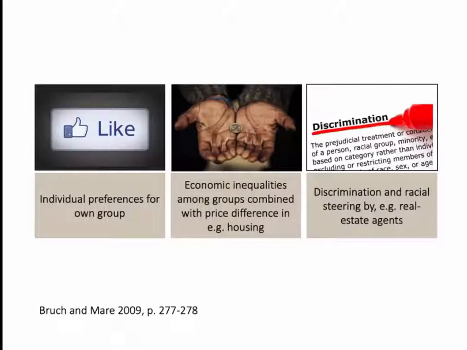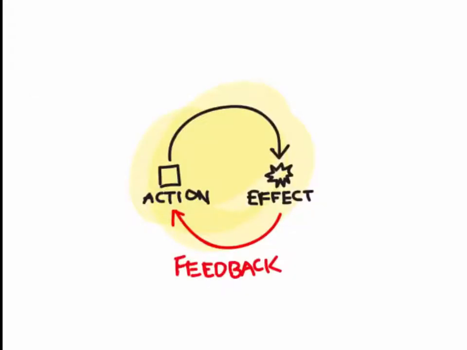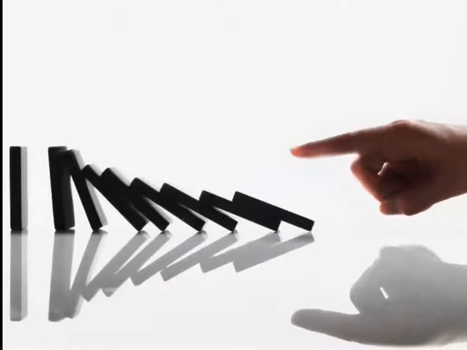Anyway, I wanted to live in the diverse neighborhood anyway. Yeah? It could be discrimination and racial steering, real estate agents. There could be other players in this. The point here is we have action and we have an effect. We have a feedback that kind of matters here. And this is where the segregation process really is different from segregation by itself. So one thing changing the other thing, changing the other thing, and so on.